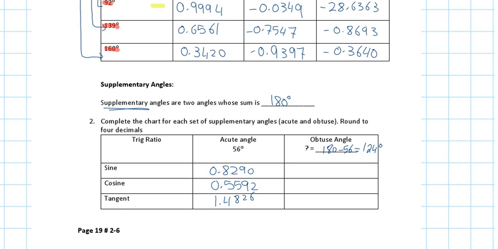Supplementary means they add to 180. Obtuse means it's greater than 90. You don't have your notes. She gave them to you. Where are they? It's not given.